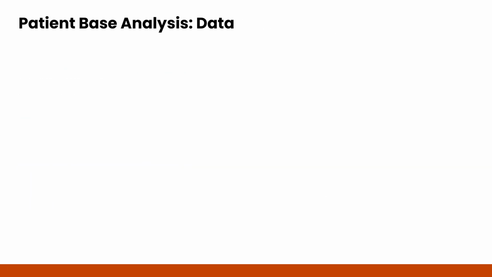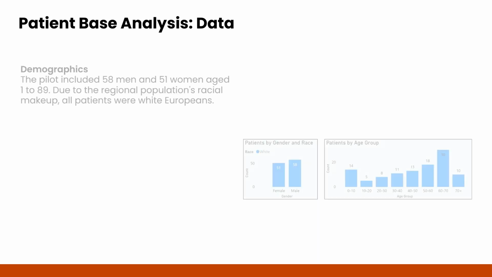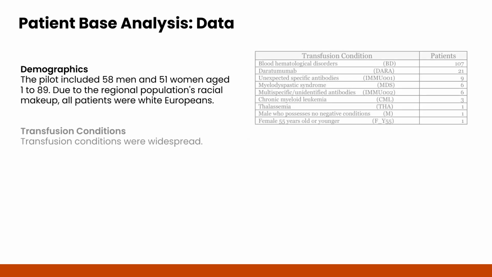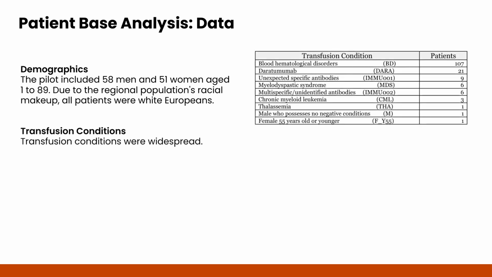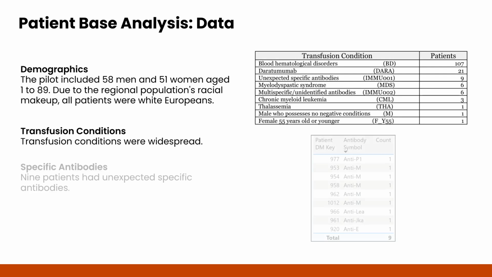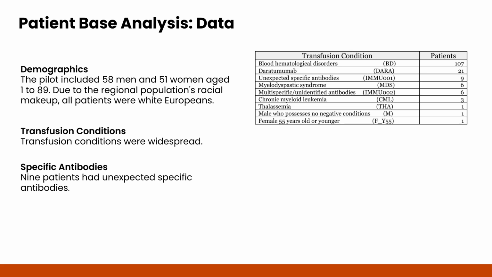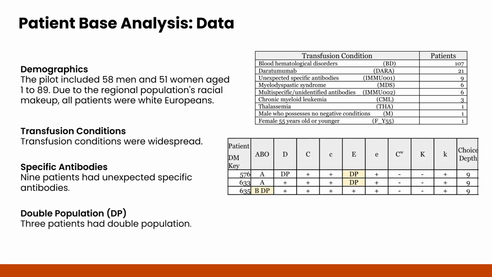Patient base analysis. Data. Demographics. The pilot included 58 men and 51 women aged 1 to 89. Due to the regional population's racial makeup, all patients were white Europeans. Transfusion conditions were widespread. Specific antibodies. 9 patients had unexpected specific antibodies. Double population DP. 3 patients had double population.